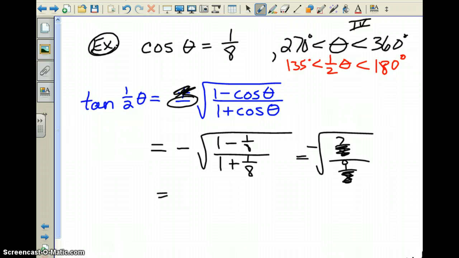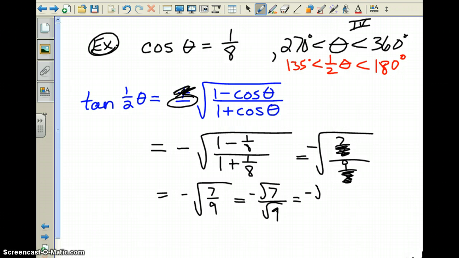And now notice this complex fraction, the 8's, we have common denominators, so we can forget about those. So we're going to get negative square root of 7/9. Split that fraction up into 2 separate square roots. We're going to get negative radical 7, and the square root of 9 is 3. And there's the value for tan of half of our angle.